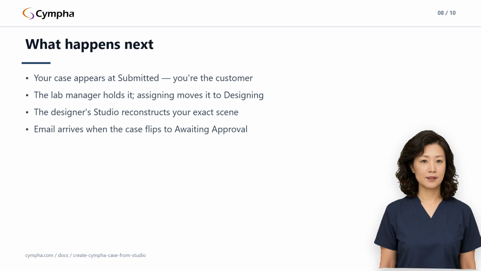Then you wait, productively. Cympha emails you when the lab's deliverable is ready and the case flips to awaiting approval. From there, the Approve or Reject guide in this series picks up the story. The snags in the order people hit them.